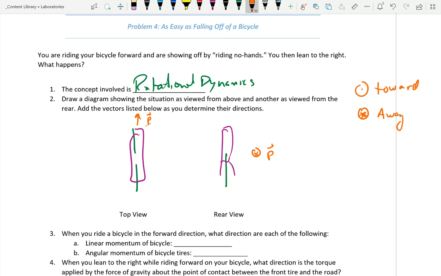Okay, so we got the linear momentum of the bicycle is going forward. What about the angular momentum of the tires if you're riding forward? So I'm riding forward. It's rotating like this. Whatever I'm facing is considered forward. The top view is to the left. What direction is it pointing? To the left, toward my left. It doesn't matter which direction I'm going, it's going to be pointing toward my left.